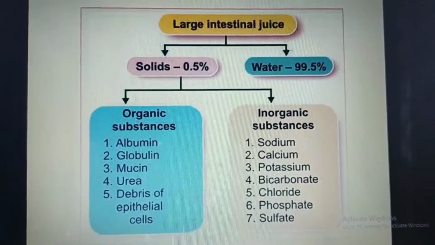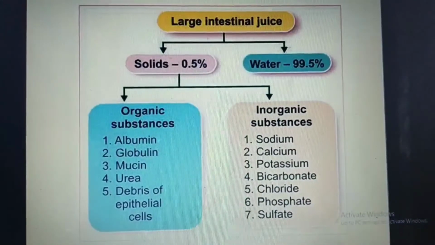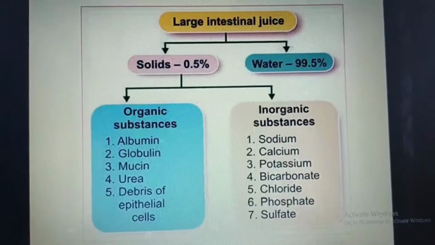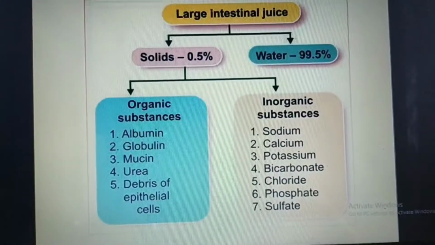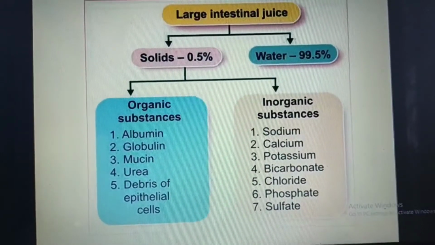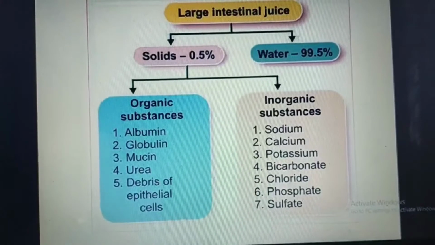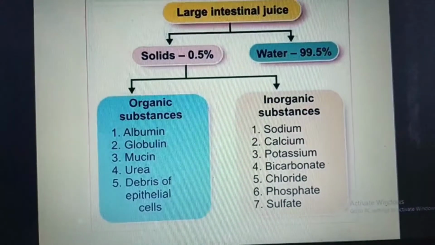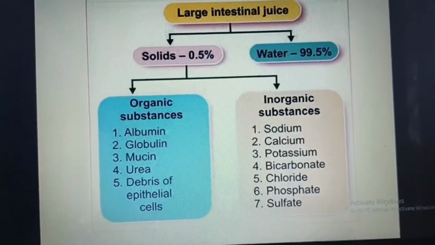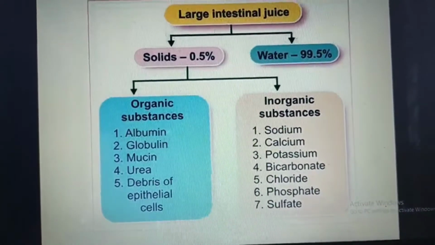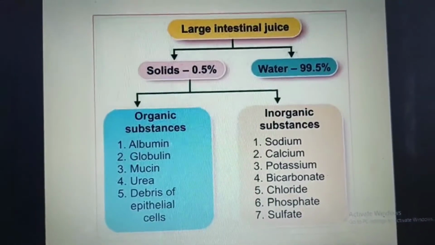So in this chart we can see the composition of large intestinal juice, where the solids are 0.5% and water is 99.5%. If we are talking about the solids, then there would be organic substances and inorganic substances. In organic substances, albumin, globulin, mucin, urea and debris of epithelial cells are there. And in inorganic substances, sodium, calcium, potassium, bicarbonate, chloride, phosphate and sulfate would be there.